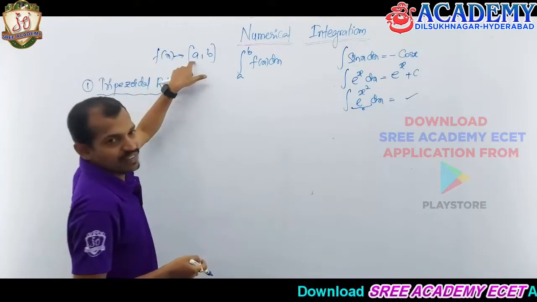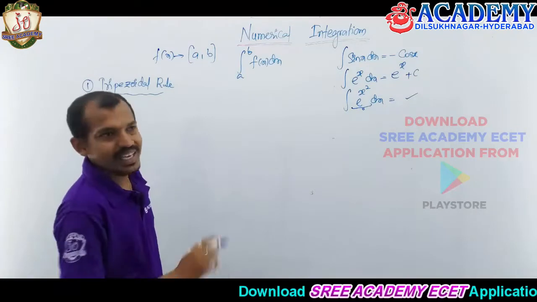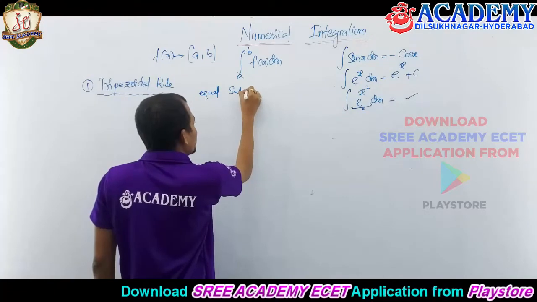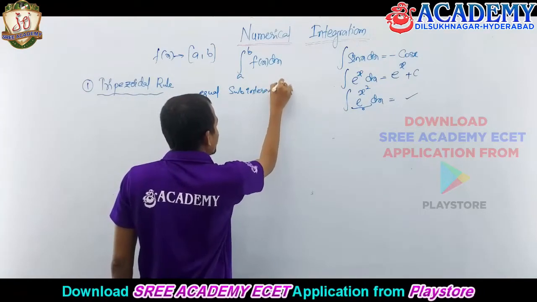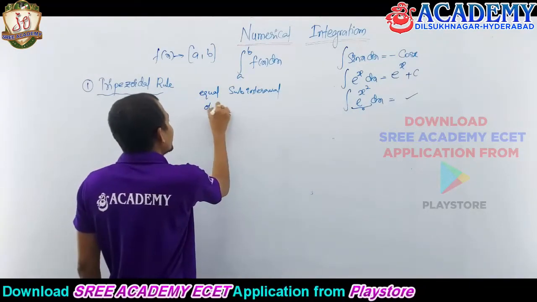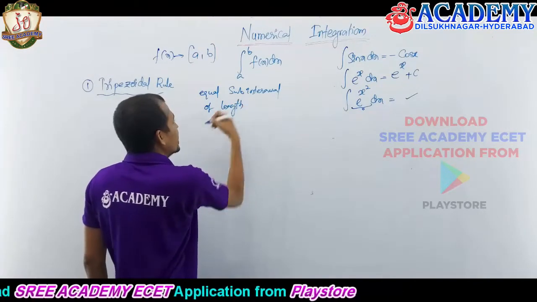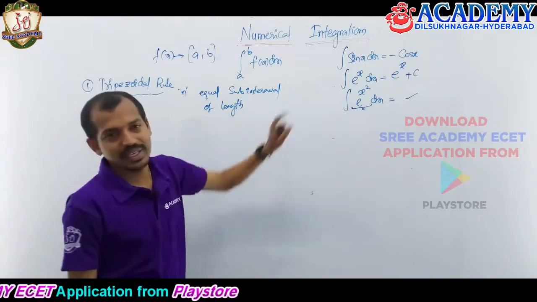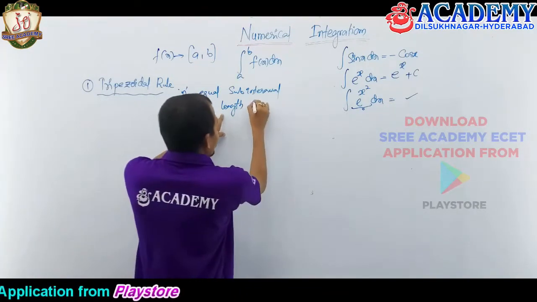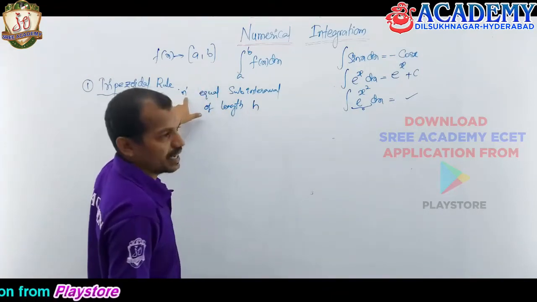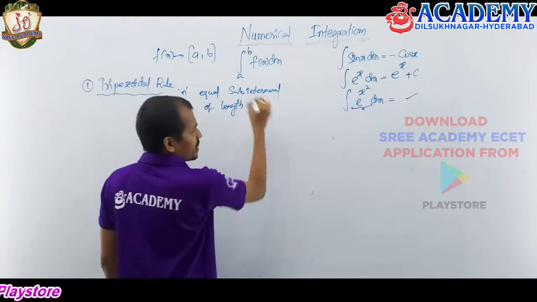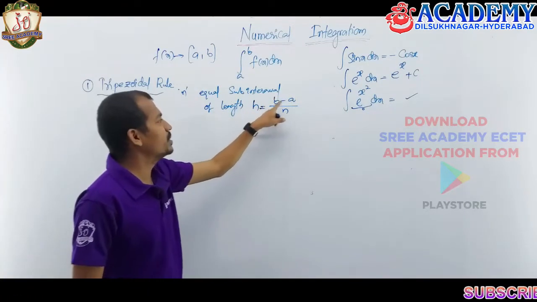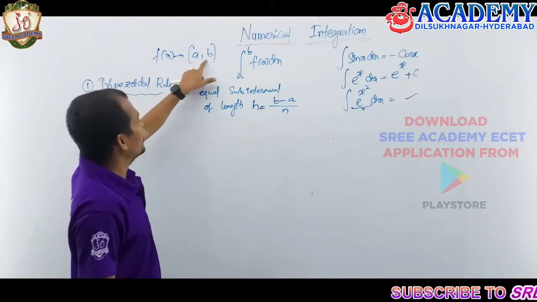we will divide this a to b into n equal subintervals of length h. We define the length by using the limits and the number of subintervals, that is b minus a divided by n. Here h is b minus a by n and the interval is a to b.